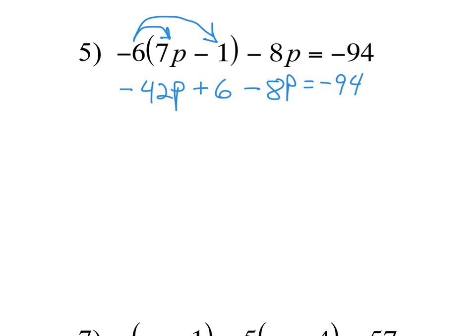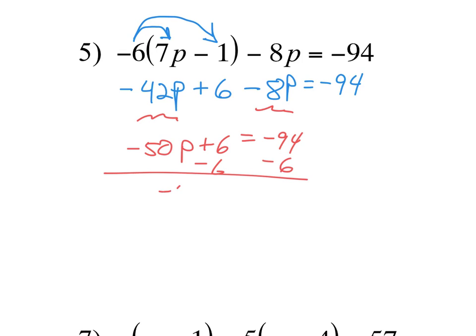So going further, we could combine like terms. We have the negative 42 minus 8p, so that's negative 50p, plus 6 is equal to negative 94. So when we take away 6 from both sides, we'll get negative 50p is equal to negative 100. So dividing by negative 50, p equals 2.